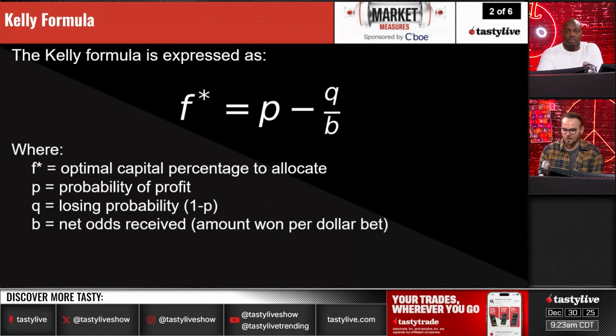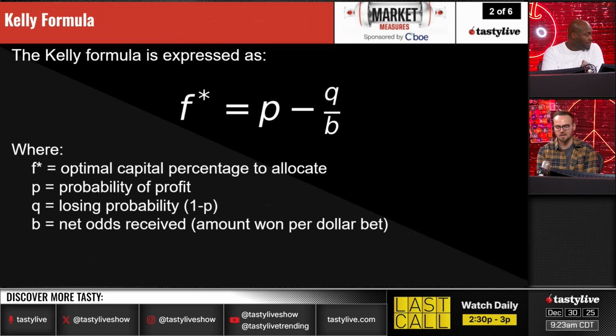Next slide, please. So the formula is expressed as F equals (P minus Q) over B, where F is the optimal capital percentage to allocate, P is the probability of profit, Q is the losing probability or the probability of loss, and B is the net odds received, or the amount won per dollar bet. Q is also equal to 1 minus P. So just probability of profit and then the probability of loss ultimately. Now that we've got that math out of the way, let's dive further.